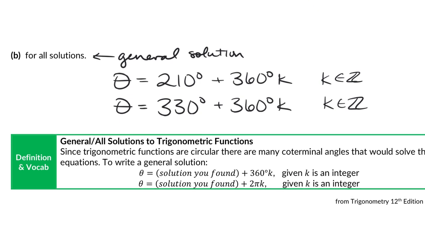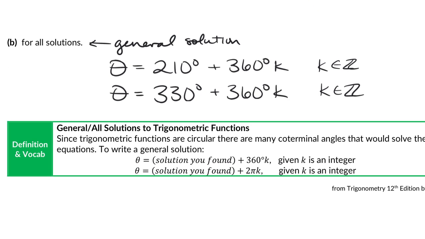So in general, here's your little trick. Since trigonometric functions are circular, there may be many coterminal angles that would solve the equation. To write a general or all solutions, those are the words you'll see, we just did this. Theta equals the solution you found, plus 360 degrees times k, given k is an integer, and if we're in radians, instead of 360 degrees, you put 2 pi.